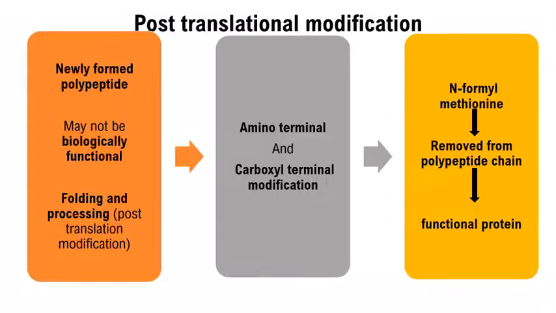The newly synthesized proteins or polypeptides may not be biologically functional. They might undergo several foldings to create a secondary structure. They may undergo processing also, which is called post-translational modification. Especially the amino terminal and carboxy terminal ends of the polypeptide chain are modified. In case of bacteria, the N-formylmethionine, that is the first amino acid in the polypeptide chain, is removed from the polypeptide chain by enzymatic action. This results in formation of a functional protein or polypeptide.